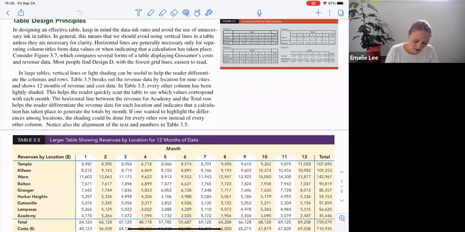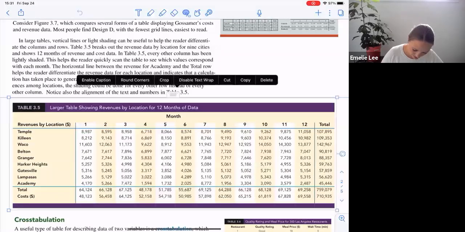In large tables, and I'm not going to bring this one in, but it is here in the notes, we could use something like shading, if we want to highlight how things have changed from month to month, for example. Whereas if the concern is more about changes between each location, it looks like here, then we would have shaded the rows instead, every other row, to help us read across the rows. So it depends on what we're most interested in.